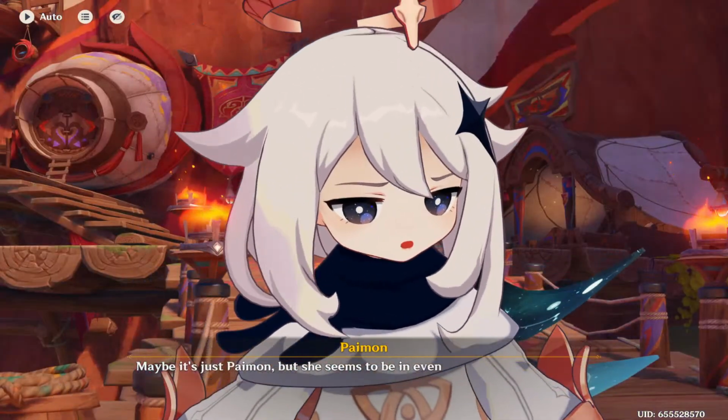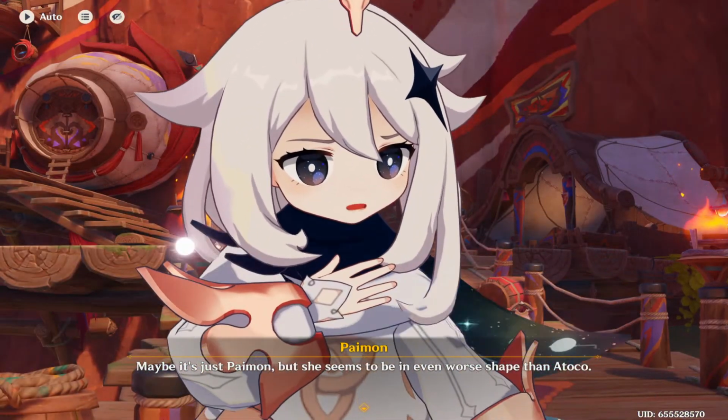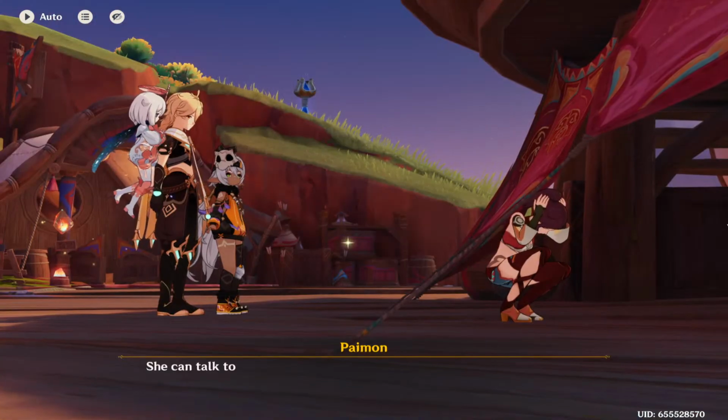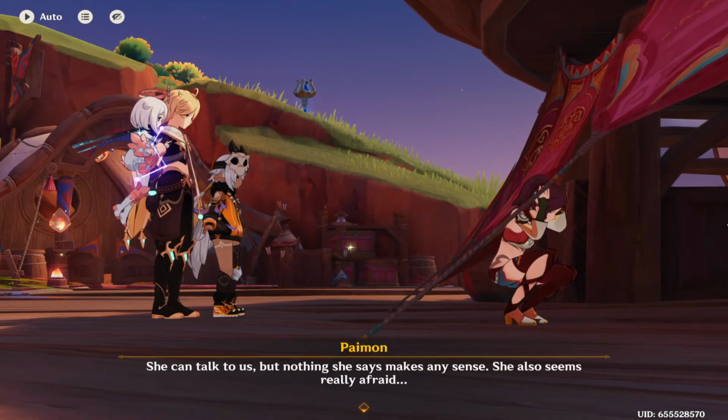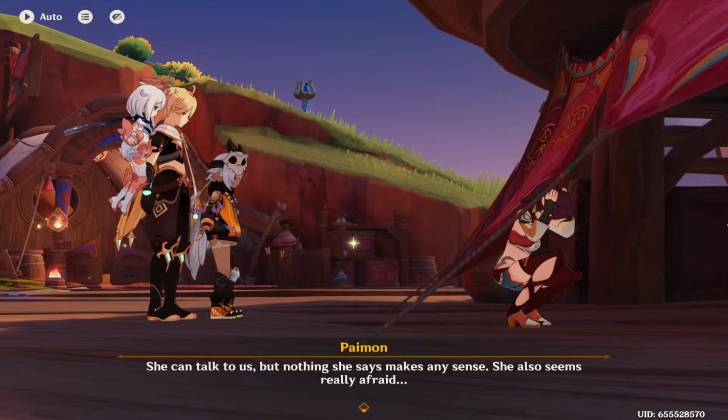Maybe it's just Paimon, but she seems to be in even worse shape than a Toko. She can talk to us, but nothing she says makes any sense. She also seems really afraid.